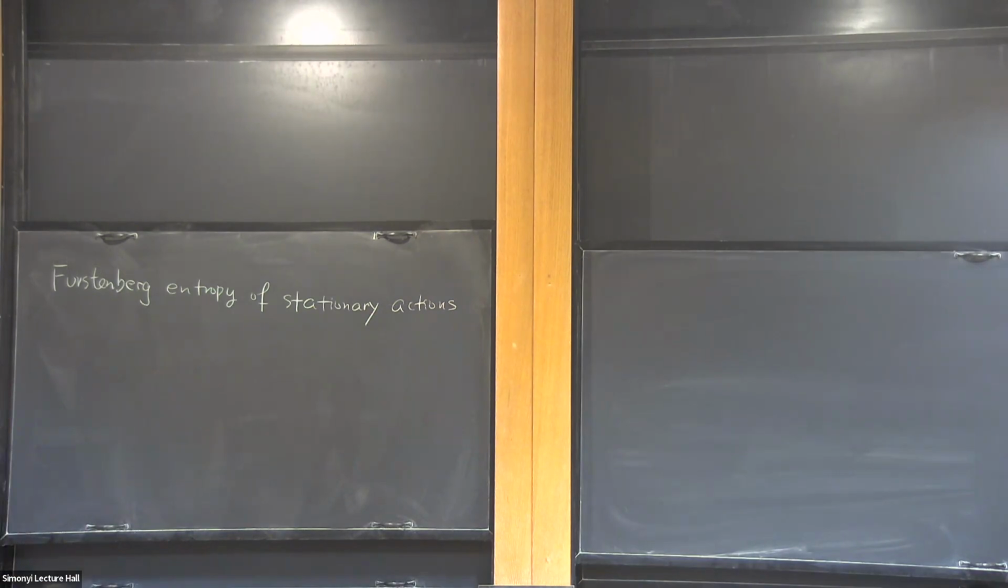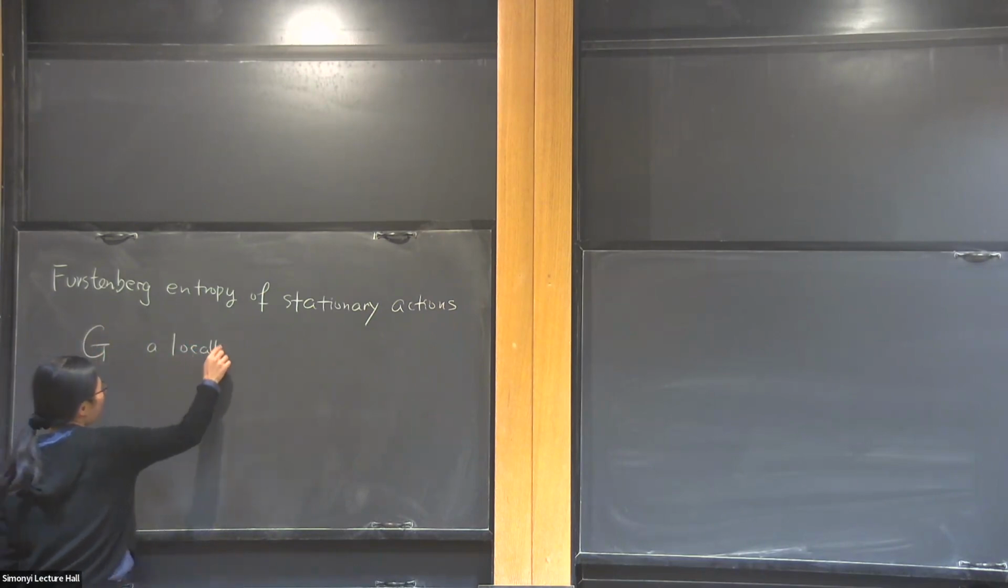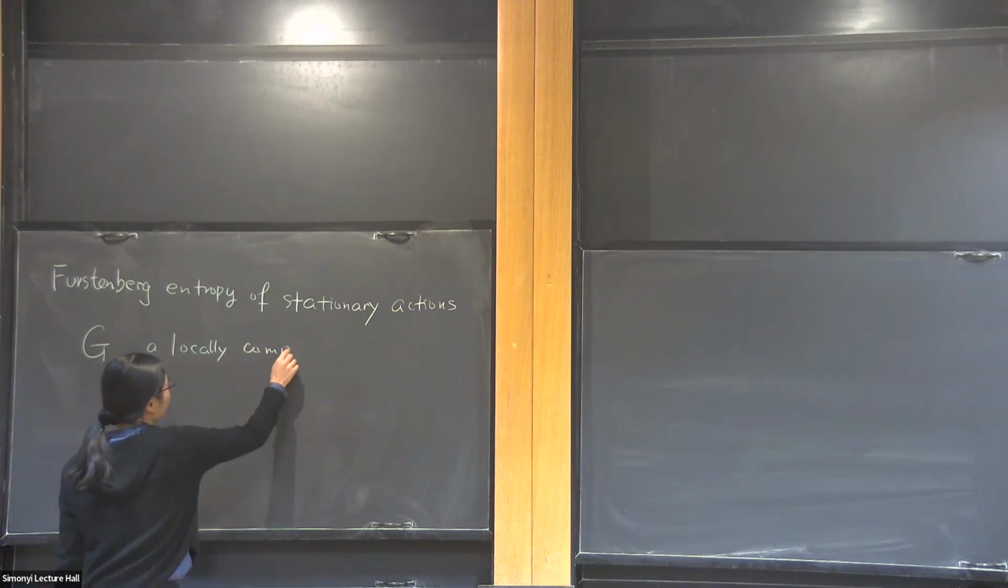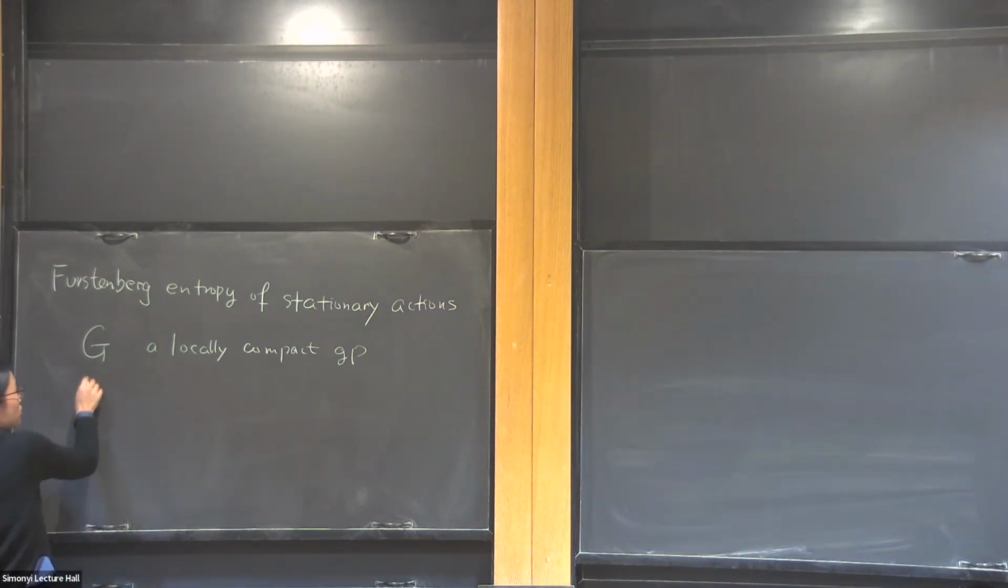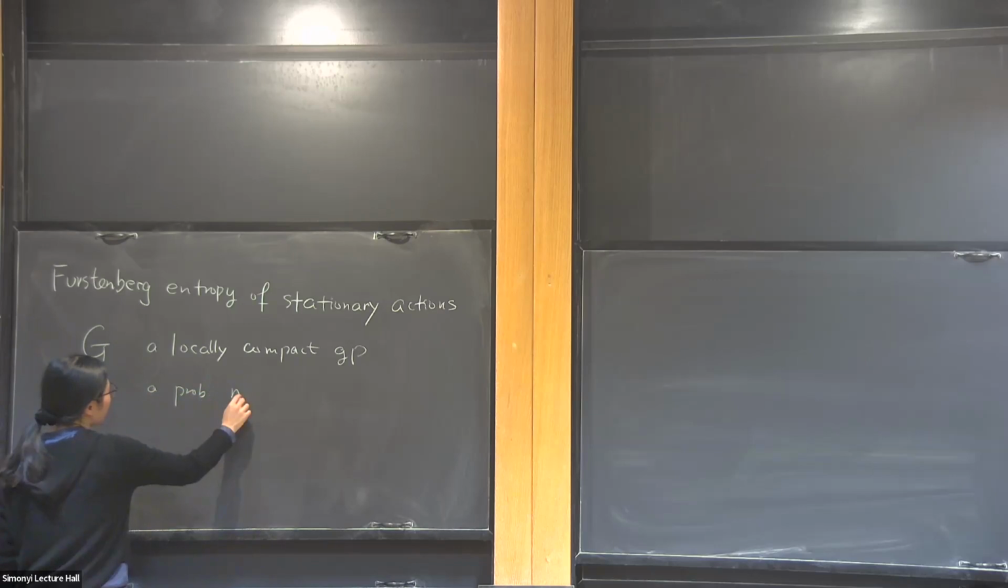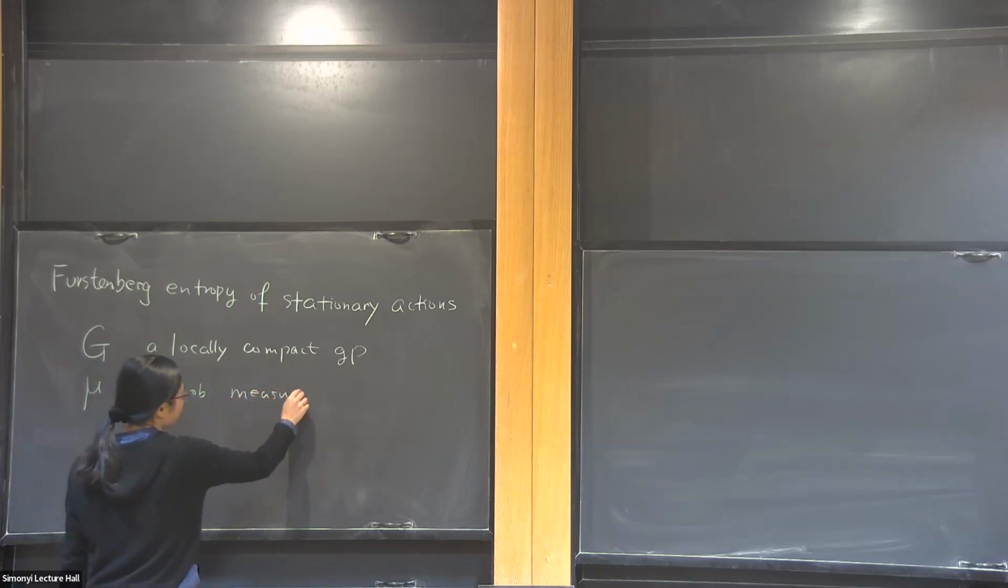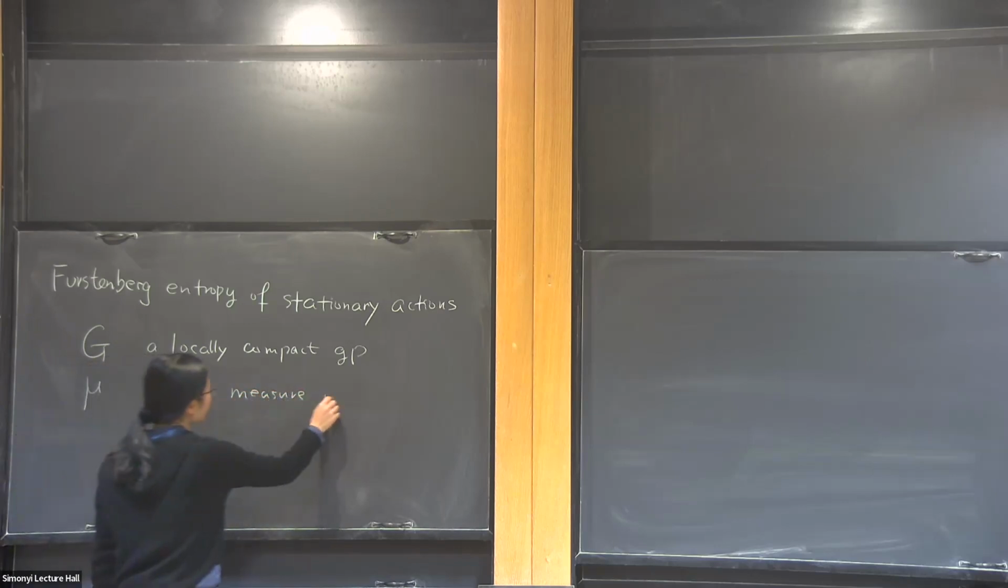So today I want to talk about the Furstenberg entropy spectrum. The setup is the following. Let's take G to be a locally compact group, or a countable group if you want. Then we choose some probability measure mu on G, which we think of as the step distribution of a random walk.